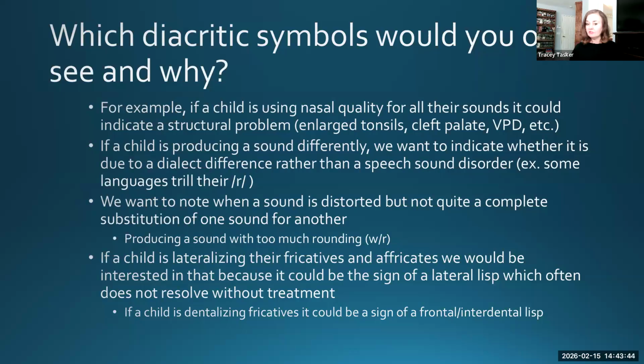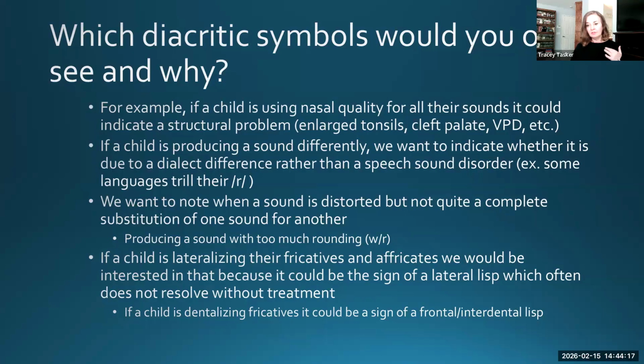So this is just a summary of what we just talked about. If a child's using a nasal quality, we definitely want to use the diacritic symbol for that. We want to note if, with some of these symbols, it's a dialect difference versus an actual disorder. We want to note whether a sound is distorted, or whether it's a complete substitution.